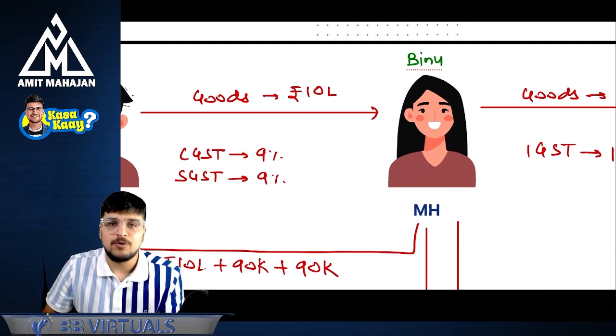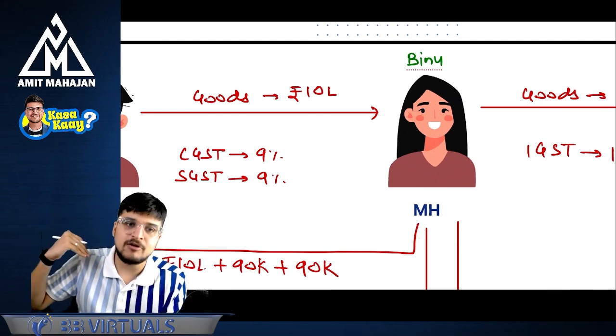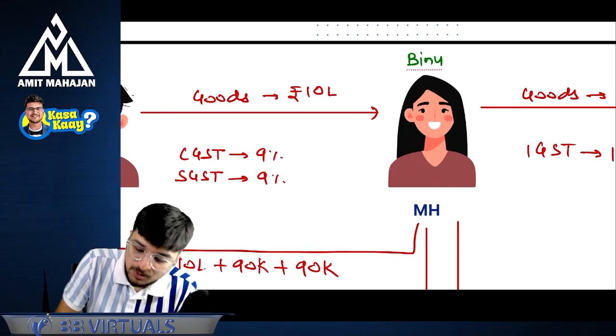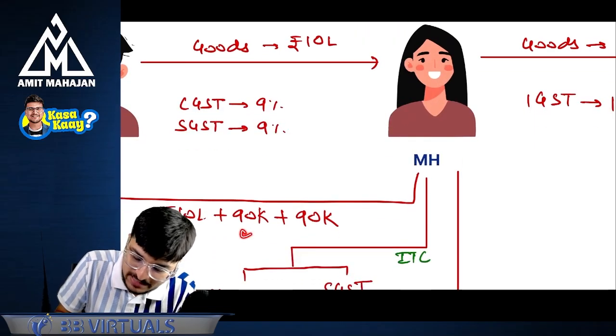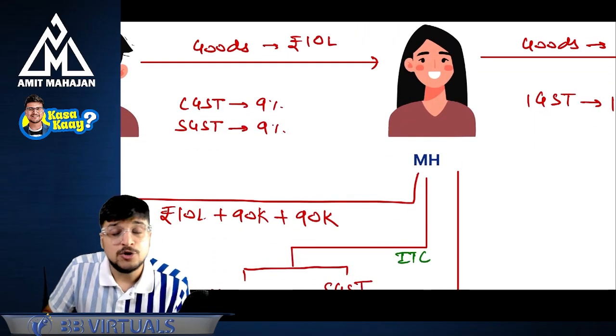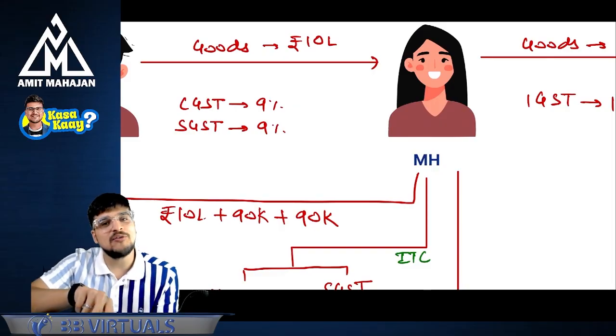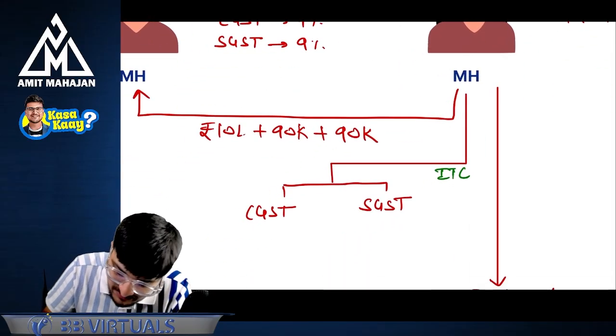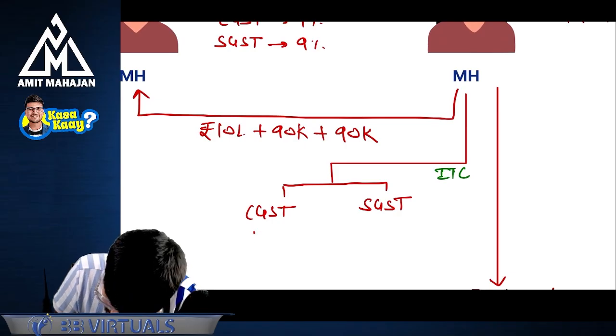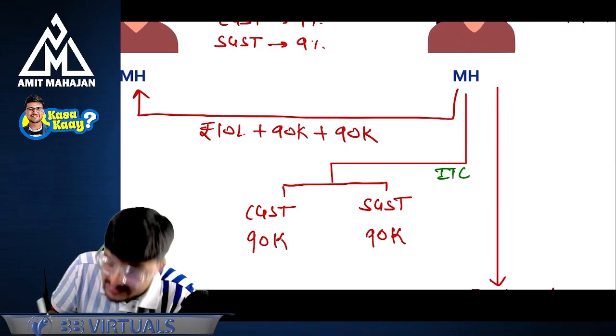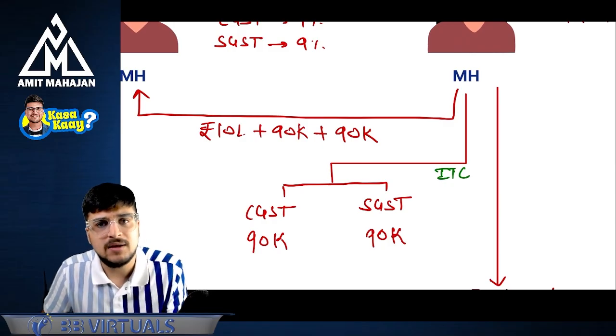Let's talk about Binu now. Can I say it was Binu's inward supply? Yes. So Binu must have paid 9% and 9%, which means 90,000 and 90,000 here. Yes. So can I say Binu will get the ITC of this? Yes. So whenever she gets the ITC, can I say she will get 90,000 rupees of CGST ITC and 90,000 rupees of SGST ITC. Simple, no problem.